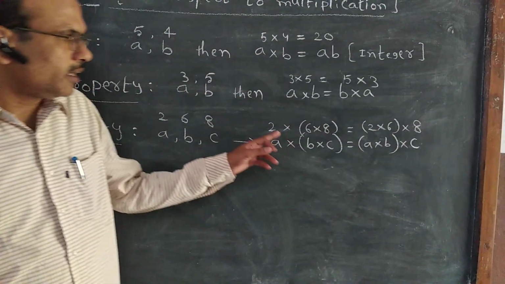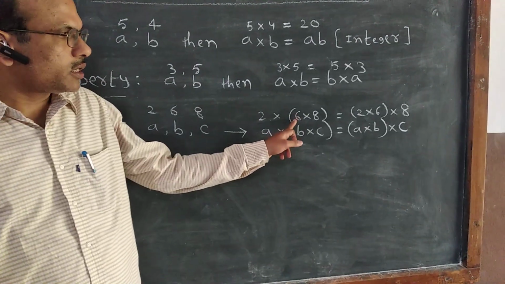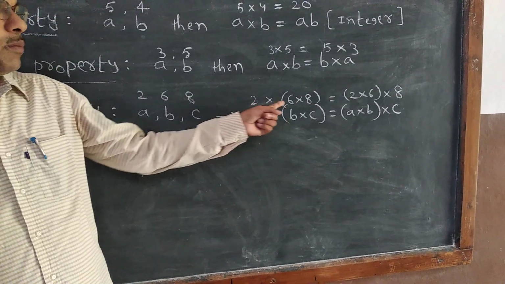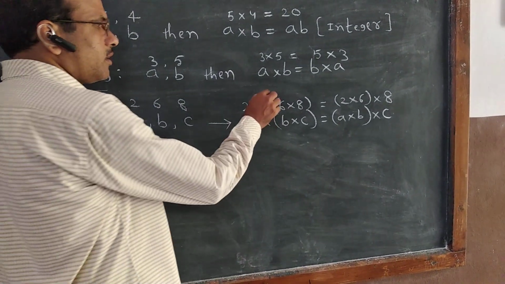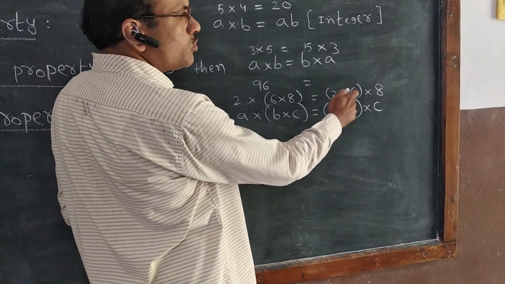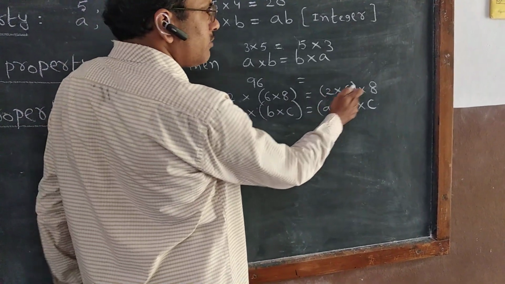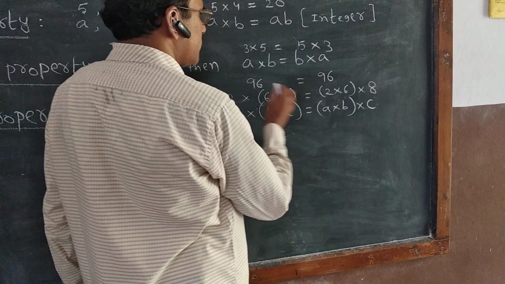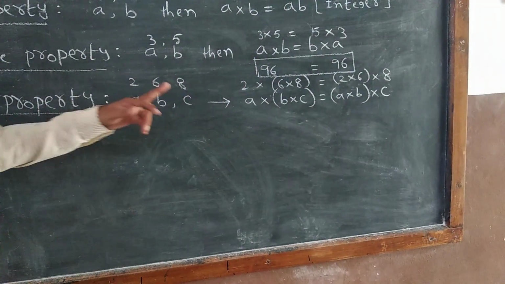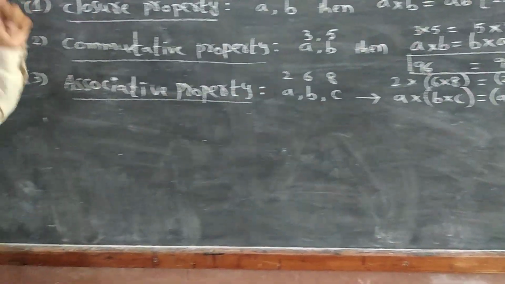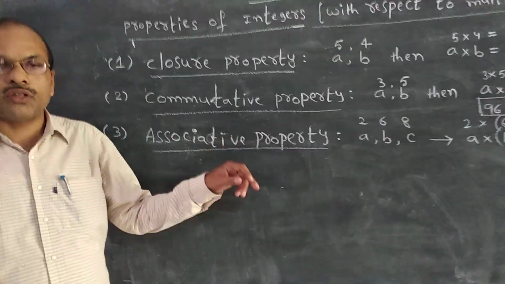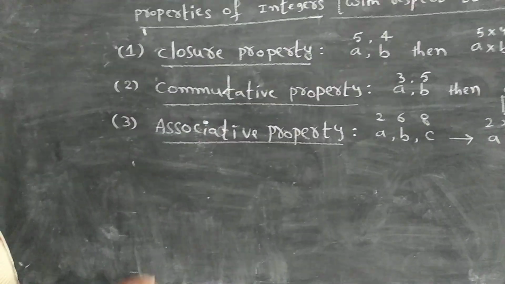Now you see, 6, 8s are 48. 48 into 2 will be 96. The answer is 96. That will be equal to 2 6s are 12, 12 with 8s, 96. So 96 is equal to 96. From this we can say the set of integers satisfies the associative property with respect to multiplication.